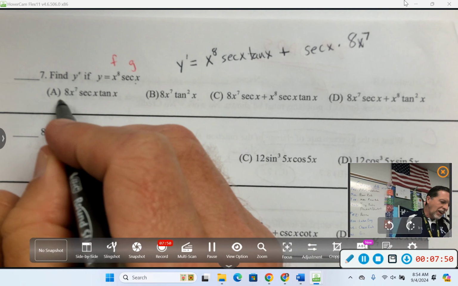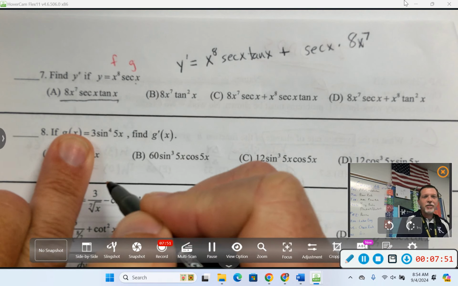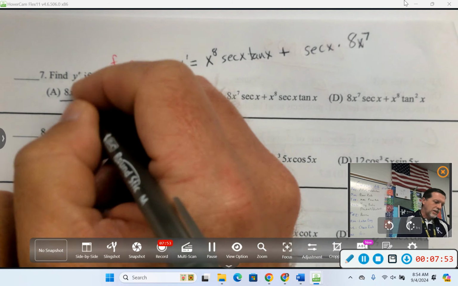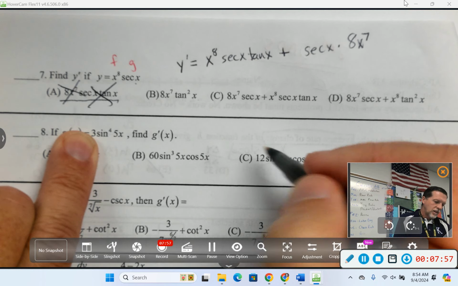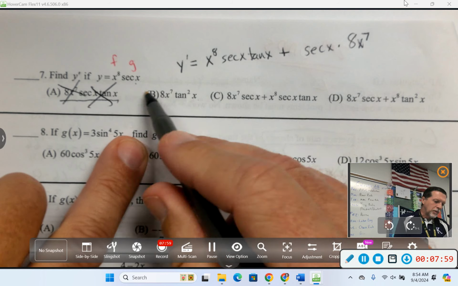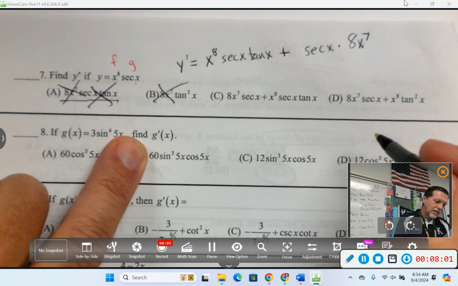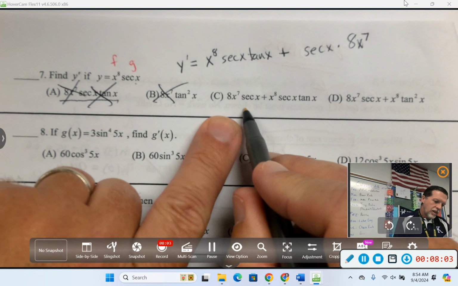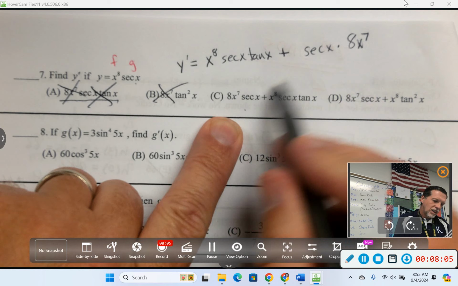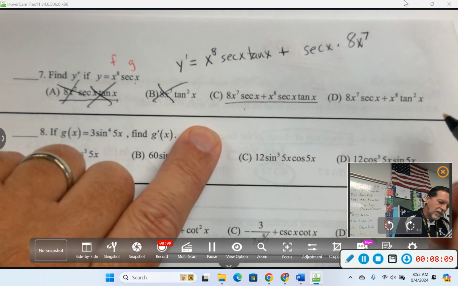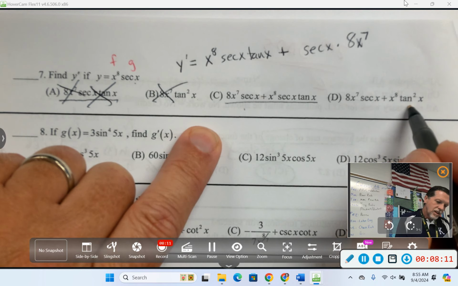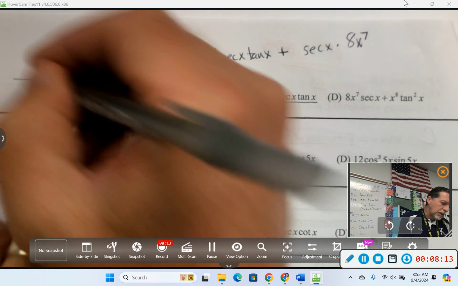Answer choice A is if you just take the derivative of each piece, right? But you can't do that. You've got to use the product rule. Answer B looks similar, but someone didn't know what the derivative of secant is. Here we go. Answer C, it's the same as what I got. They've switched some things around, but I think that's right. And I don't know what D is, but it's answer C.